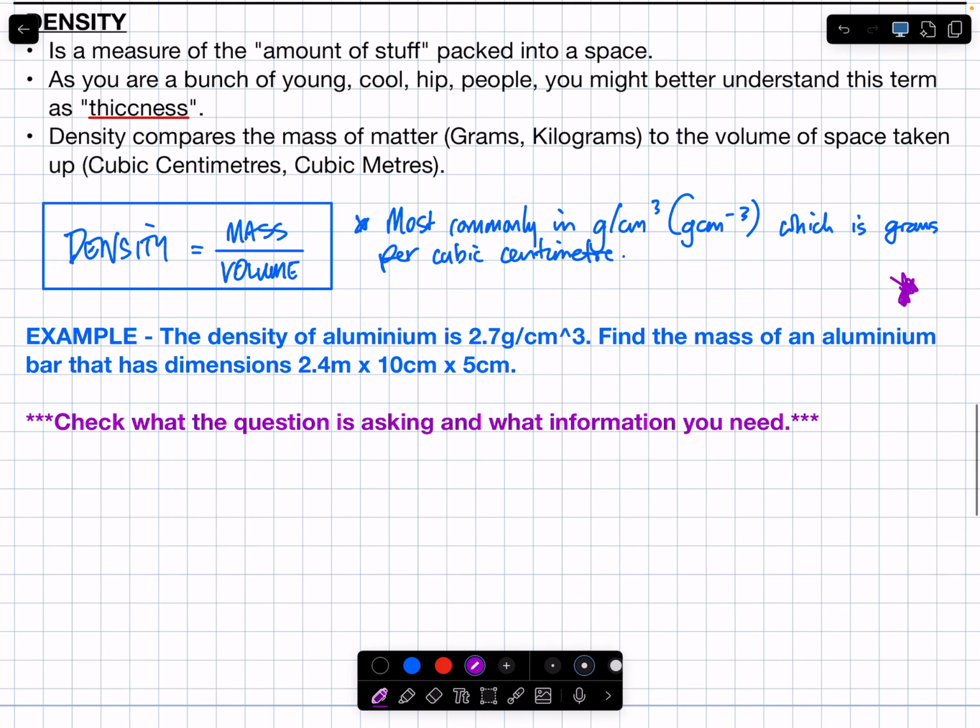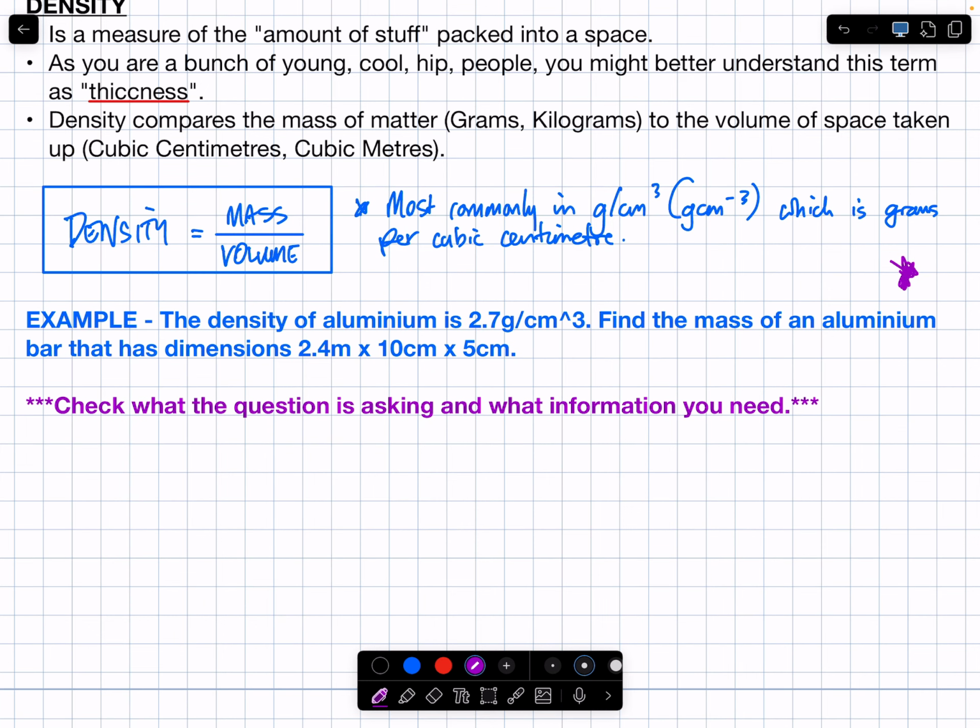So density is the amount of mass divided by the volume, which is the space something takes up. We're going to do one example here.